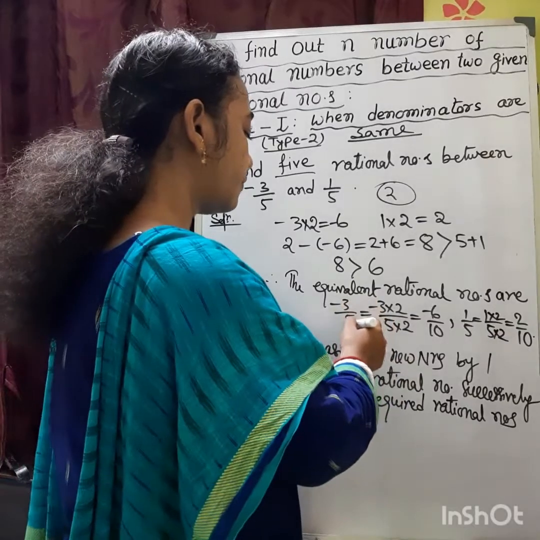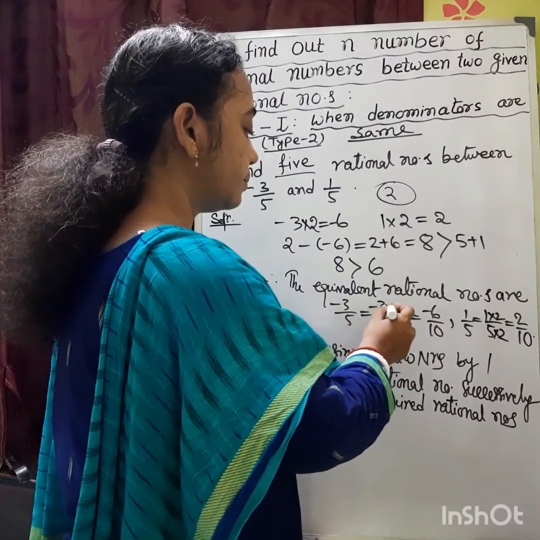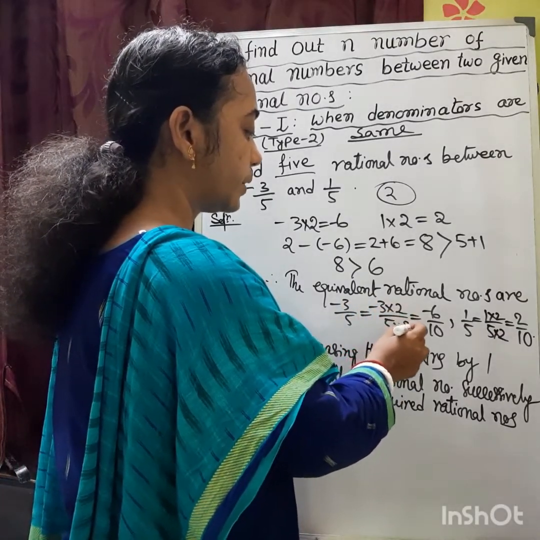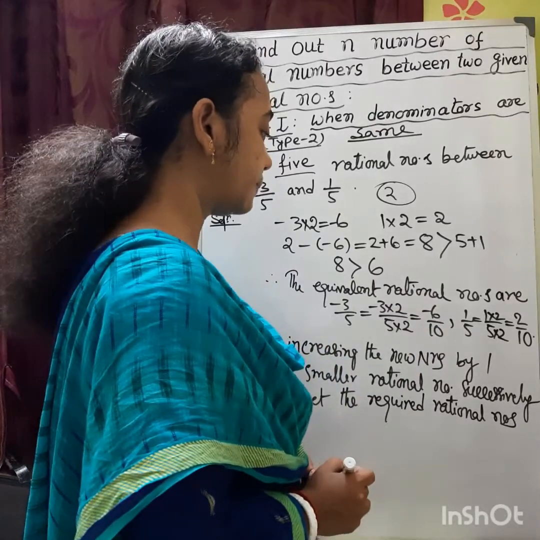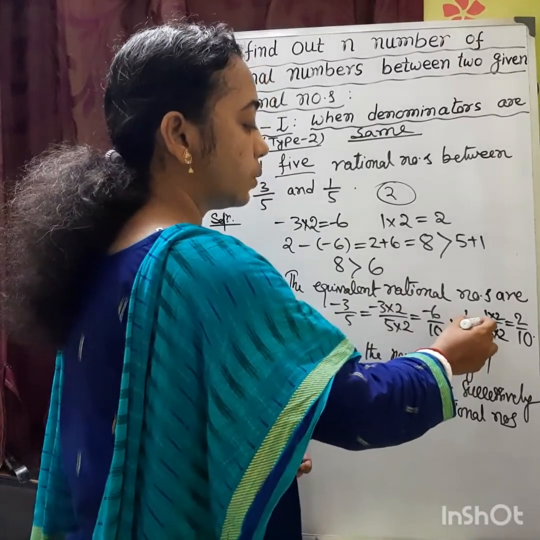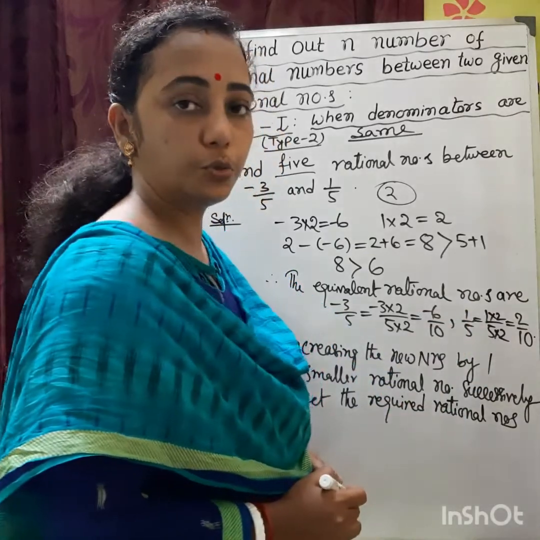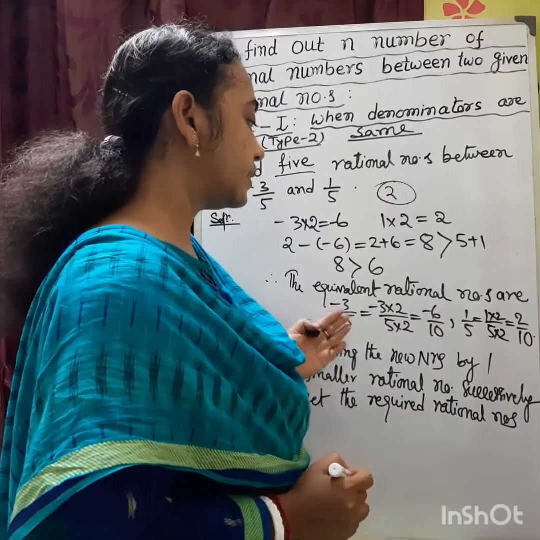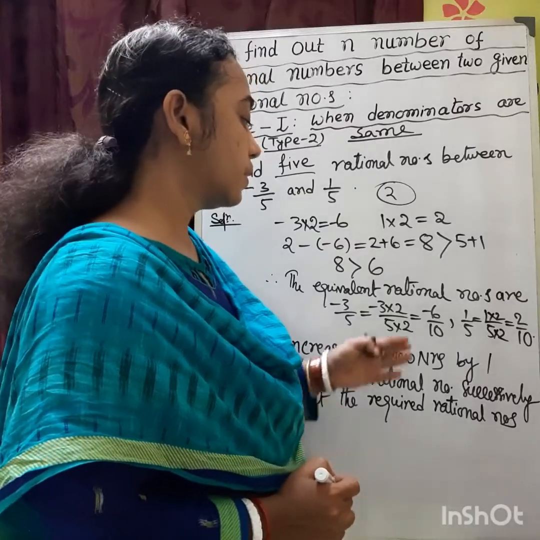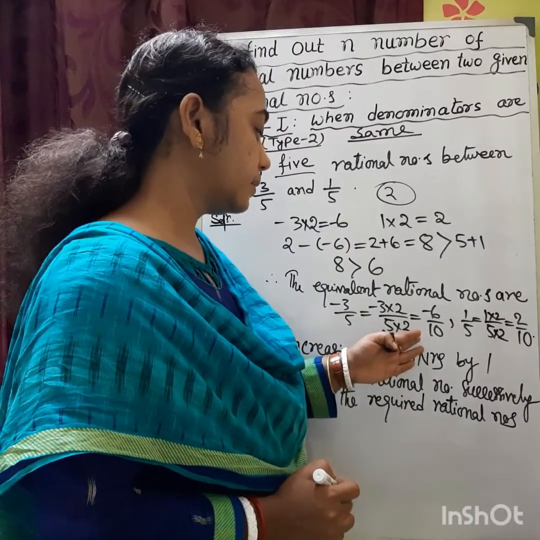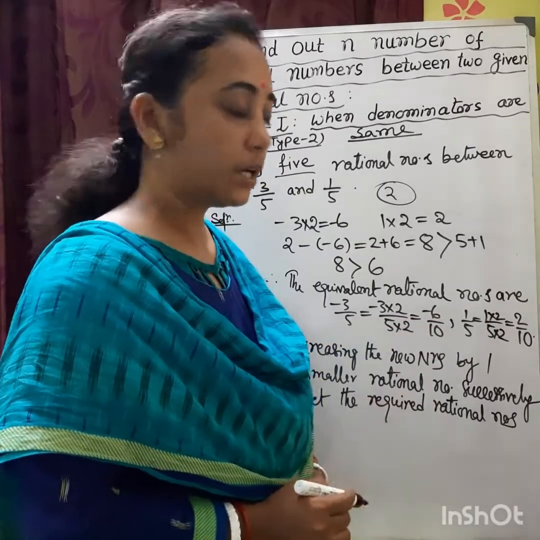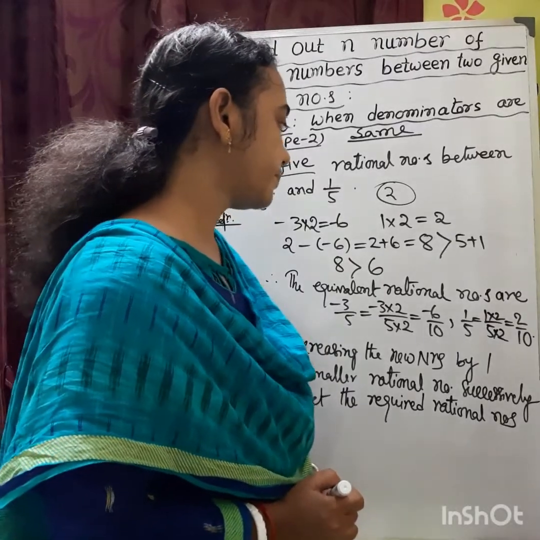So -3/5 is equal to -3 multiplied by 2 over 5 multiplied by 2. It is coming -6/10. And 1/5 is equal to 1 multiplied by 2 over 5 multiplied by 2. It is coming 2/10. So we are getting 2 equivalent rational numbers of the given rational numbers: one is -6/10 and another is 2/10.